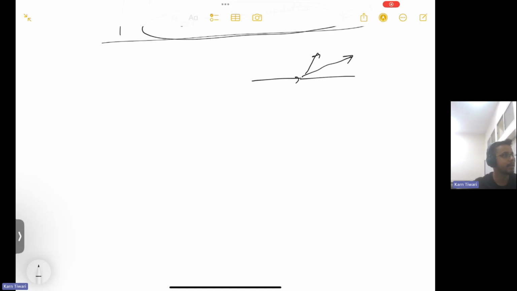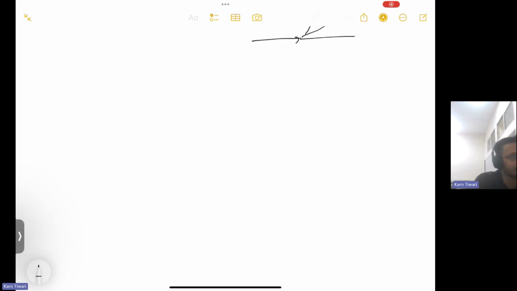So that was the main thing about momentum-based gradient descent. I hope this point is clear. Now one more thing I wanted to discuss, which I forgot about, is contours.